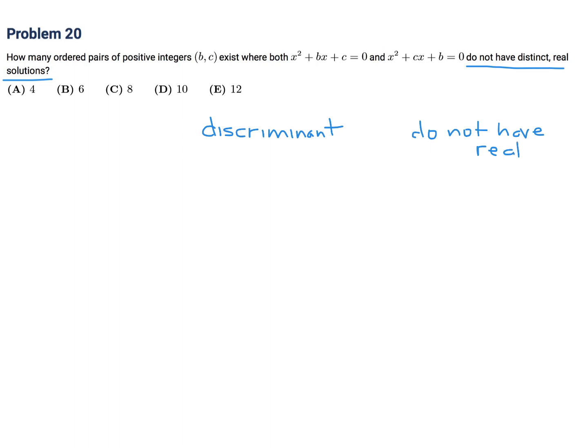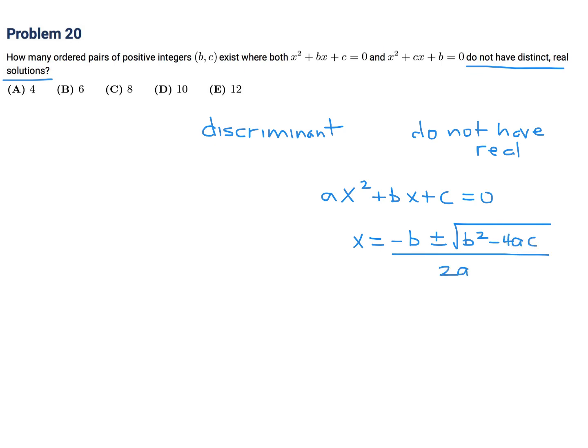Do you remember the quadratic formula? If you have ax squared plus bx plus c is equal to 0, then x is equal to minus b plus or minus the square root of b squared minus 4ac all over 2a. You guys remember that, right? The discriminant is right here inside that radical.